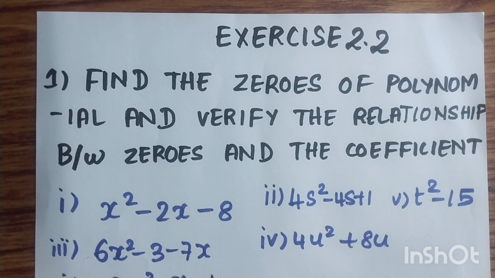Find the zeros of the polynomial and verify the relationship between the zeros and the coefficients. So first they're asking us to find the zeros of the particular polynomial and to verify the relationship between zeros and coefficients. So first we will find the zeros. So moving on to the first sum.